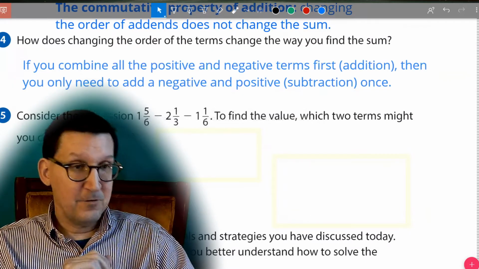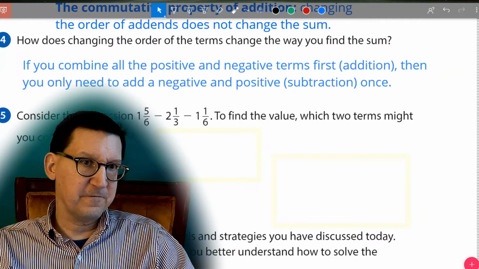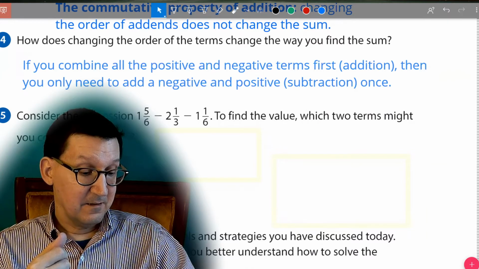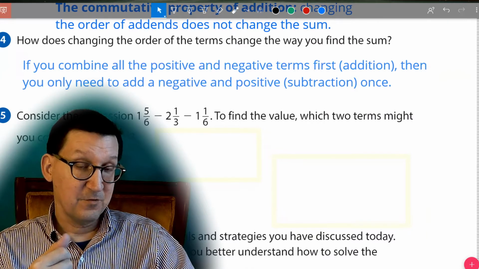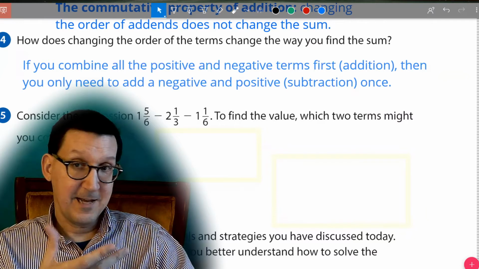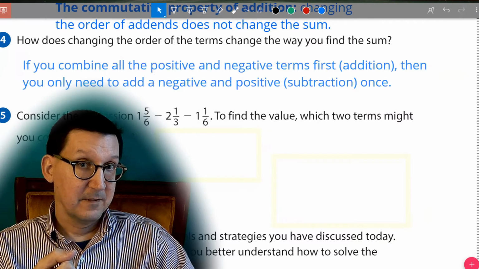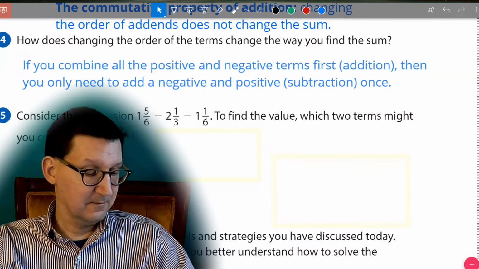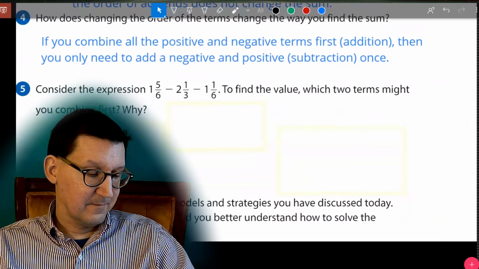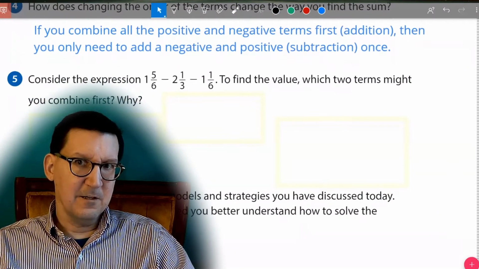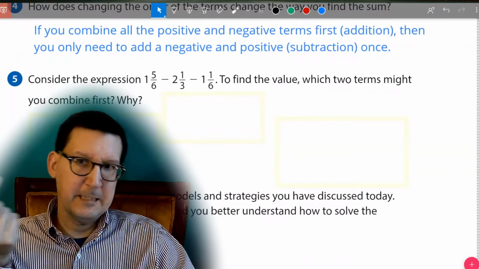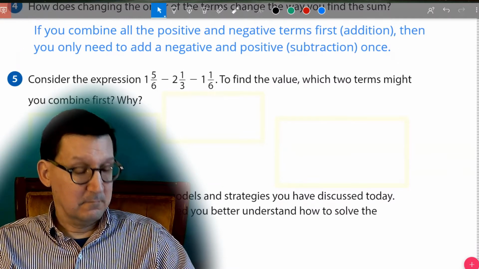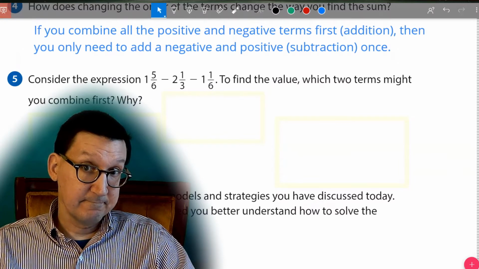So think of that. If you combine all of the positive and the negative numbers first, in other words, do the addition first, then you only need to do a subtraction once. If you add everything together that you can add together, then you have one subtraction at the end. And that's easier, right? Because you don't want to do an addition and a subtraction and an addition and a subtraction. This way, you're just doing the easy stuff first. And nothing wrong with that.